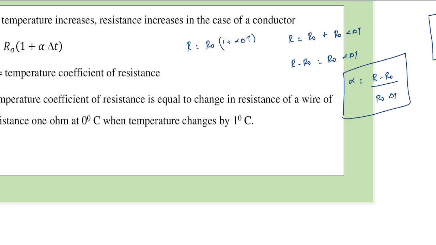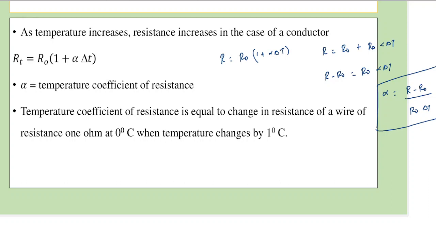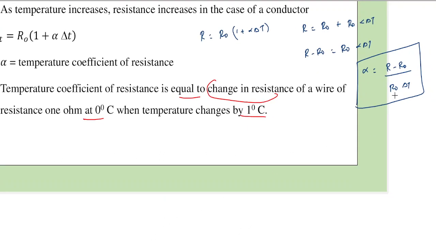We need to write this in words. So you can say that the temperature coefficient of resistance is equal to the change in resistance of a wire of resistance 1 ohm at 0 Celsius when the temperature changes by 1 degree Celsius. Basically what we're doing here is making this R naught. So we take that material for which resistance is 1 ohm at 0 degree Celsius, and we find out what the change in resistance is if the change in temperature is 1 degree Celsius. This is what is given mathematically by the form here.